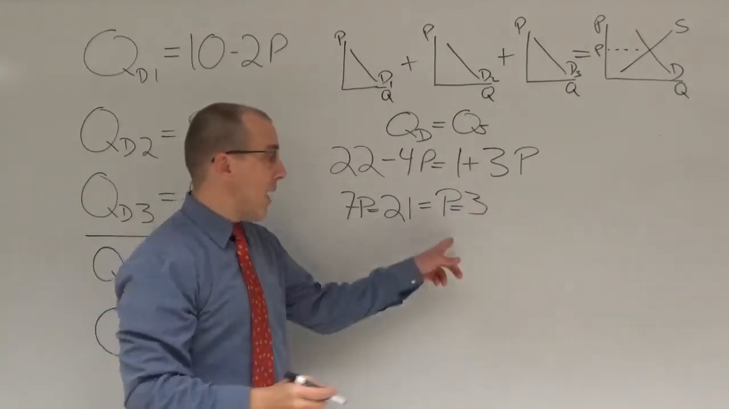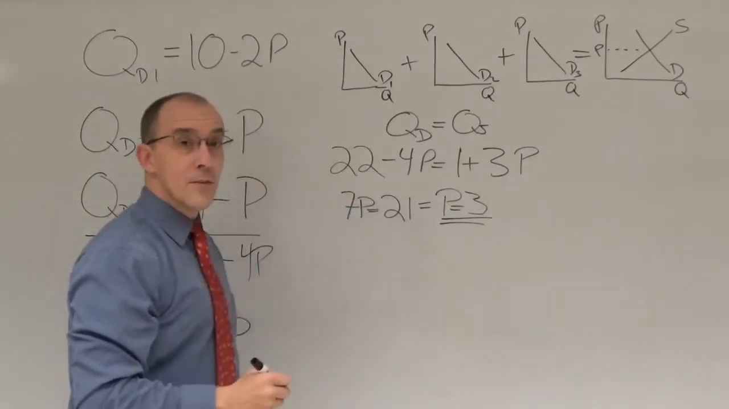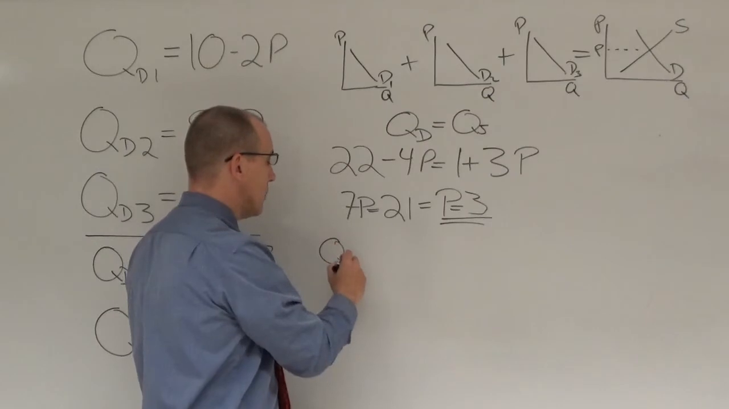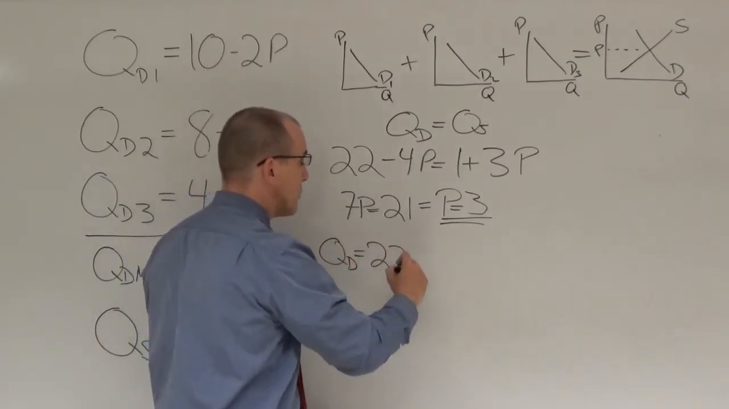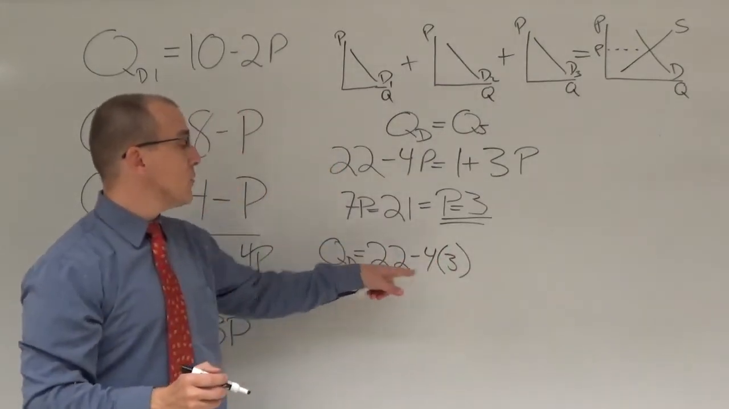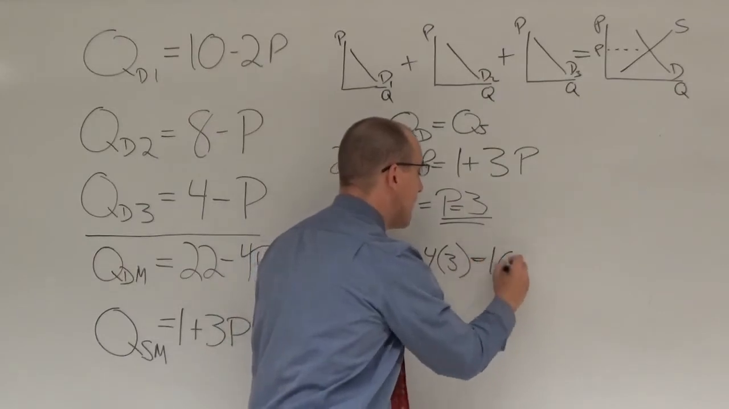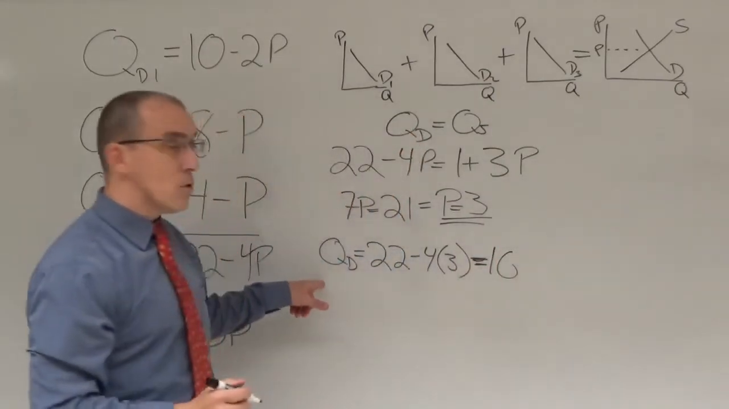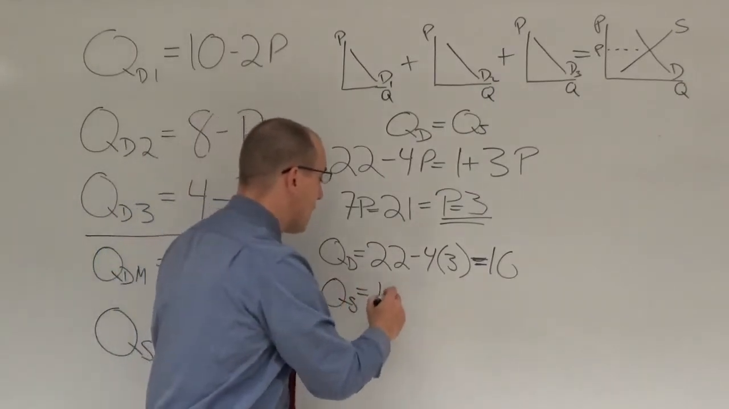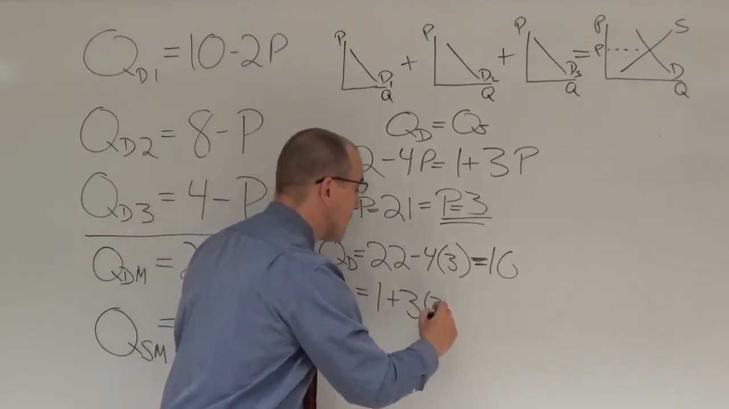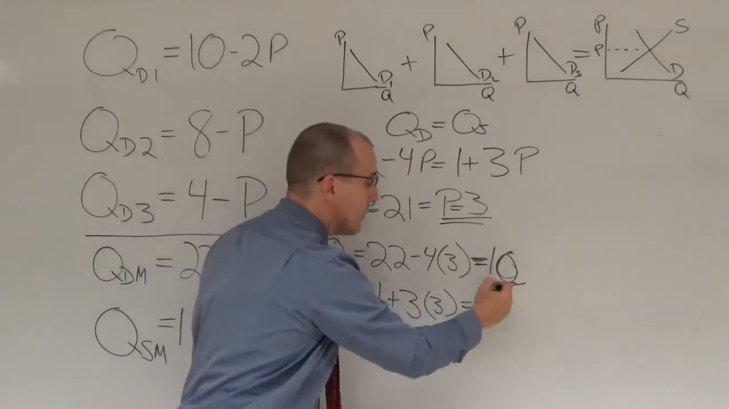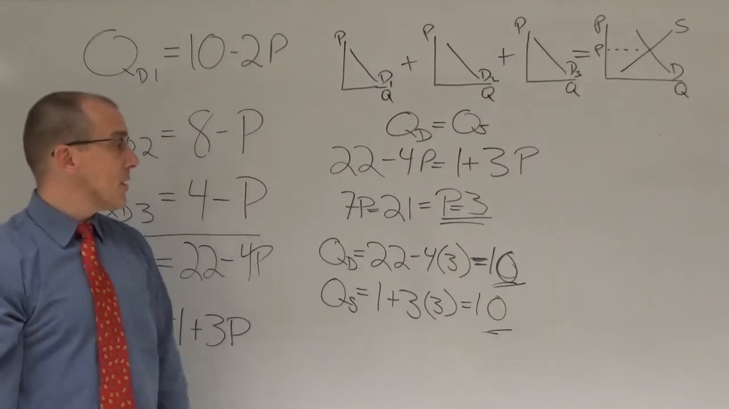At a price of 3, I can figure out what my market quantity would be by simply plugging back into my demand curve. 22 minus 4 times 3. This will give me a 12. 22 minus 12 is 10. And quantity supplied is 1 plus 3 times 3, which will give me also 10. So my quantity demand in the market is 10, and my price is 3.